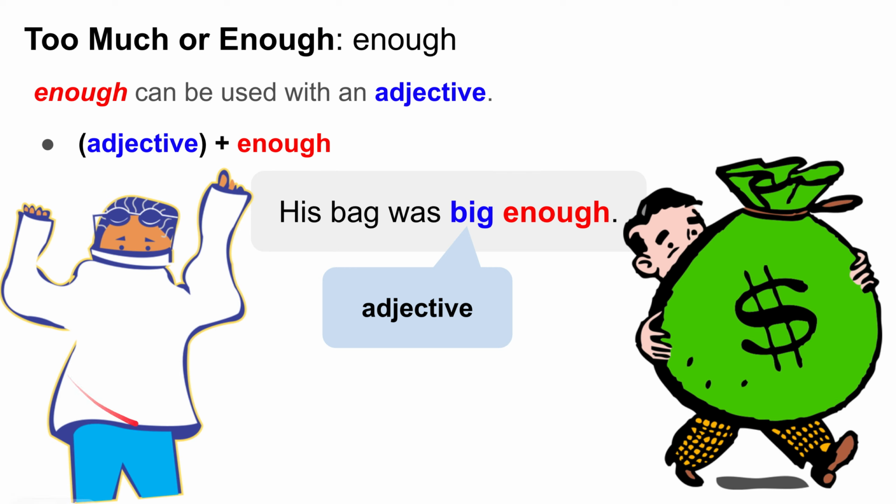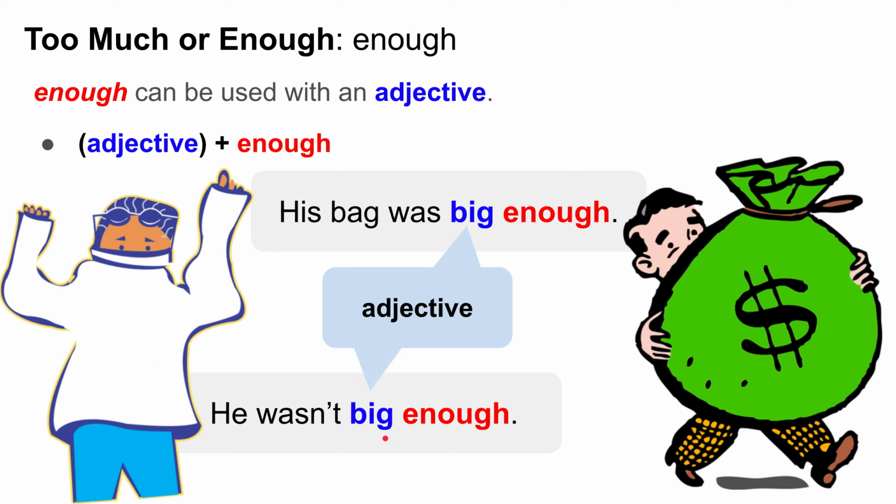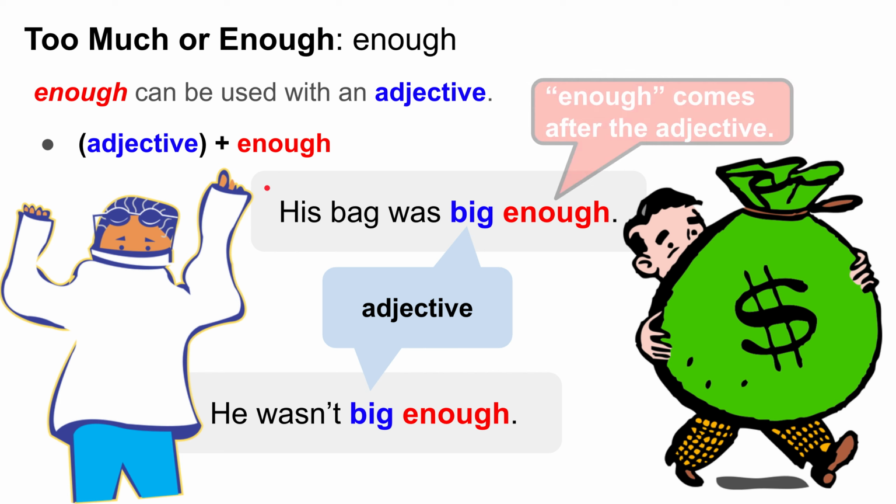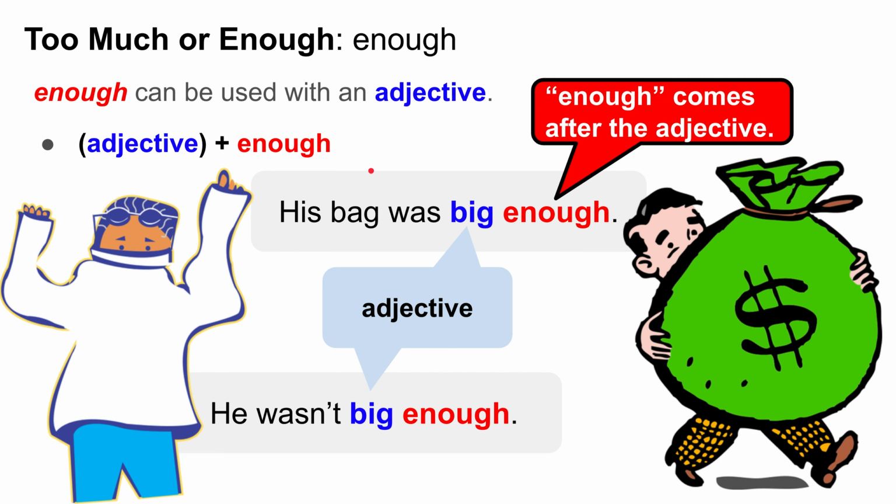We had the same example here of the boy. Okay, the boy is too small for the sweater. We can say then that the boy is not big enough. He wasn't big enough for the sweater. The sweater was too big and he wasn't big enough. Okay, here the adjective is big. So as you can see, keep in mind, adjective plus enough. Enough comes after the adjective.